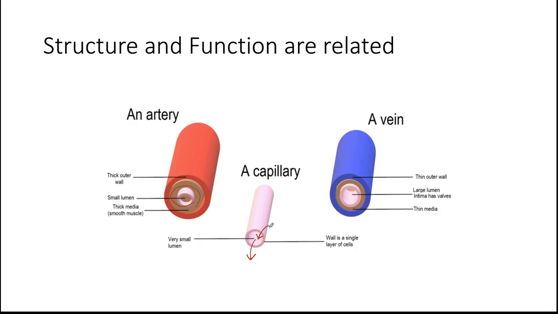The vein, on the other hand, is going to have valves, which aren't shown here, that will allow blood to only flow one direction. Because if you think about it, blood in your feet and your legs still has to make its way against gravity back up to your heart. And therefore, the valves prevent the blood from going back down into your feet. So the structure of these is different because the function of them is different.